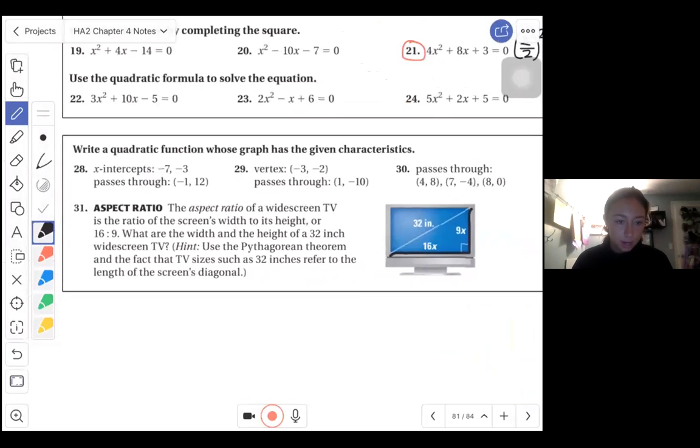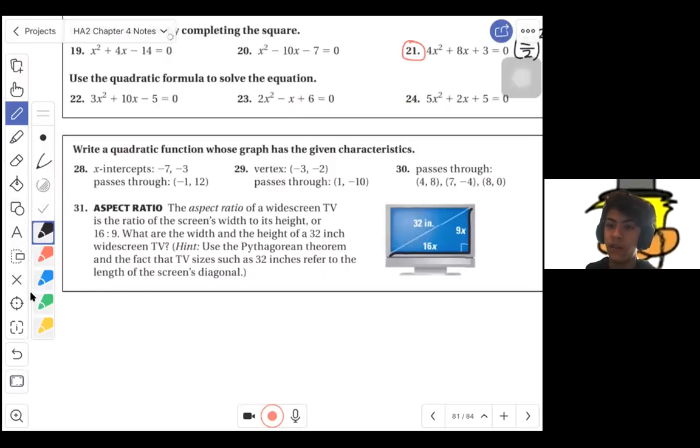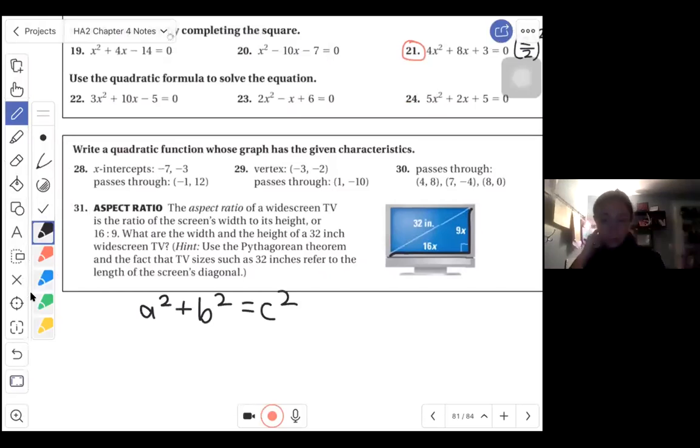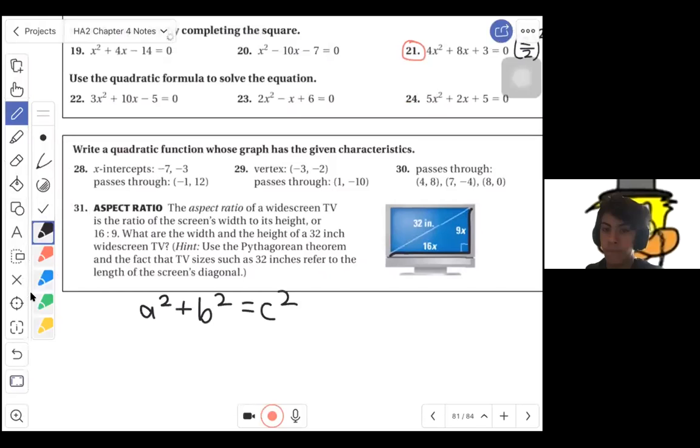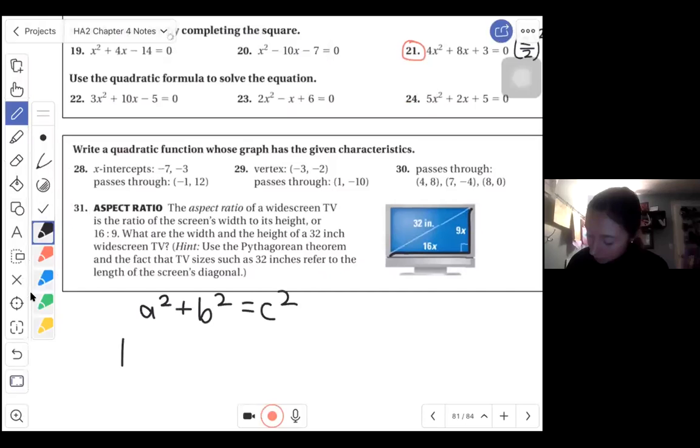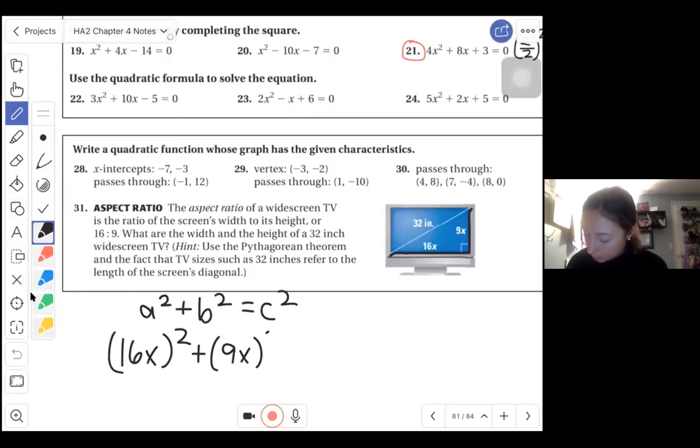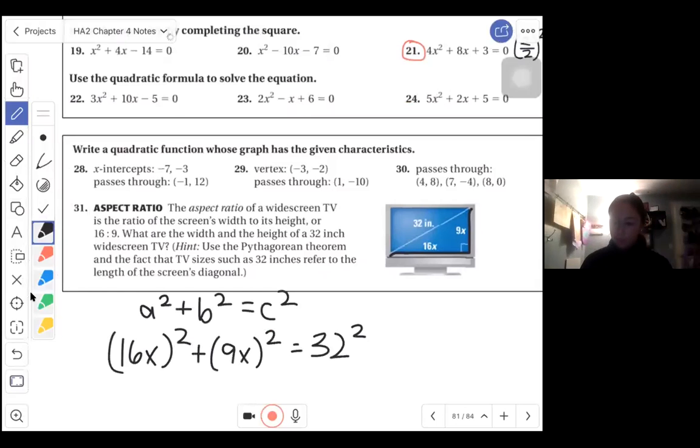We have a volunteer. What about Valerio? You could put 16x as A and 9x as B and 32 as C and use Pythagorean theorem. Yeah. We know a squared plus b squared equals c squared for Pythagorean theorem. So we'd have 16x squared plus 9x squared equals 32 squared, using that Pythagorean theorem.